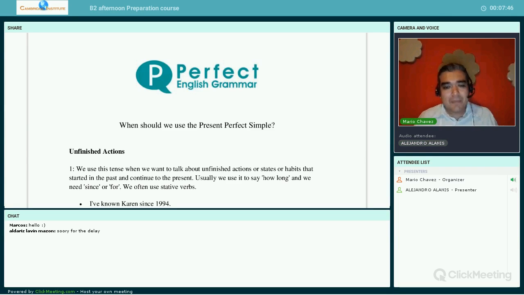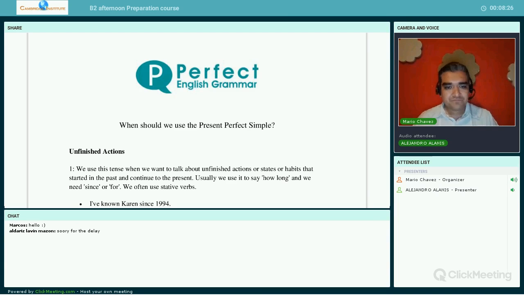We said that the past is for finished actions, completed actions in the past, but the present perfect is for unfinished actions, actions that are not completed or not totally completed. For example, it says, when should we use the present perfect simple? Unfinished actions. We use this tense when we want to talk about unfinished actions or states or habits that started in the past and continue to the present. You see that? It's something which started in the past and still continues in the present.